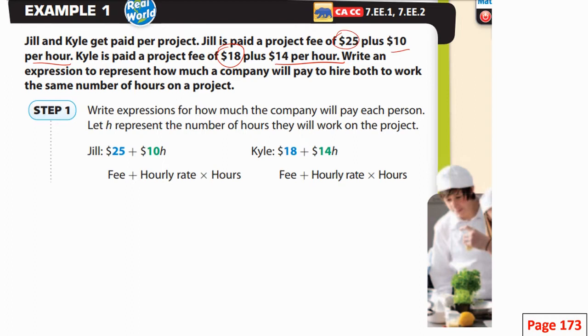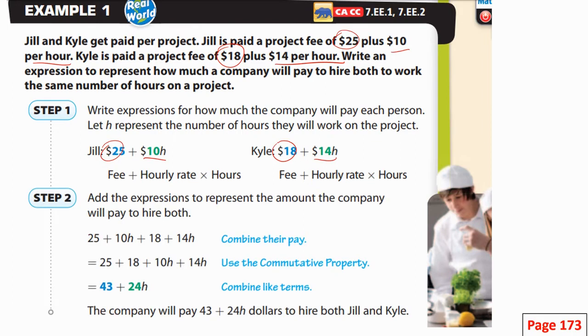Jill, here's that $25 for the project fee and $10 per hour. So it's the hourly rate times the number of hours she's working. And Kyle gets $18 for the project fee and $14 per hour. Now we can combine all this stuff. I will erase that part. So Jill is right here, and Kyle is here. So we put the two things together.